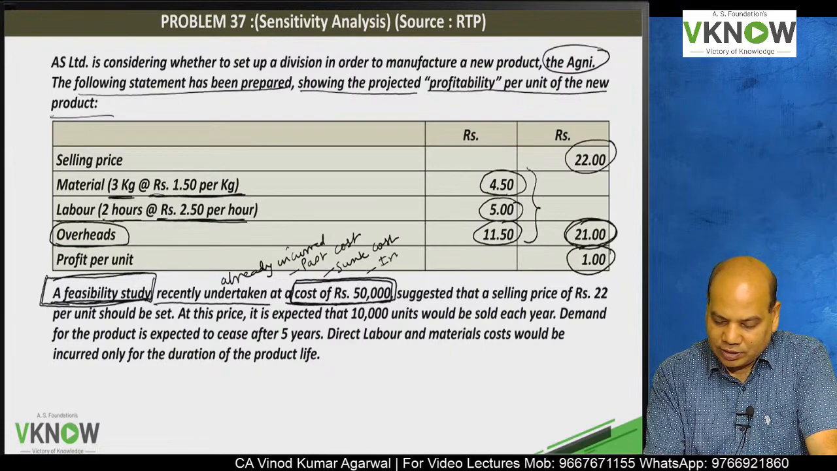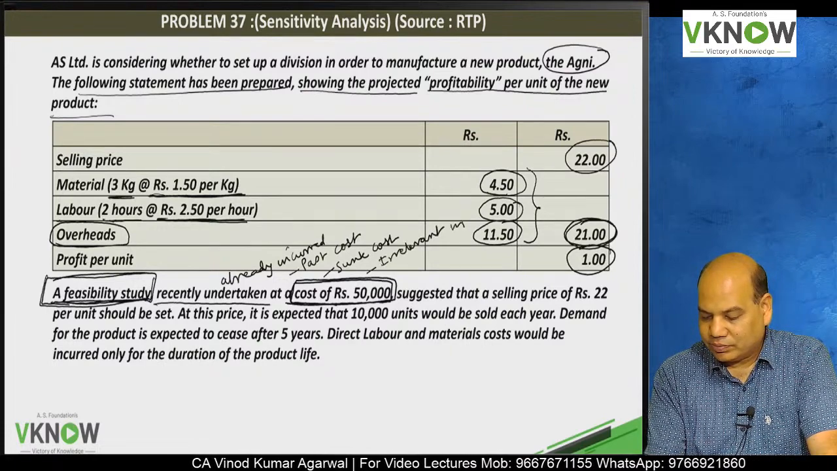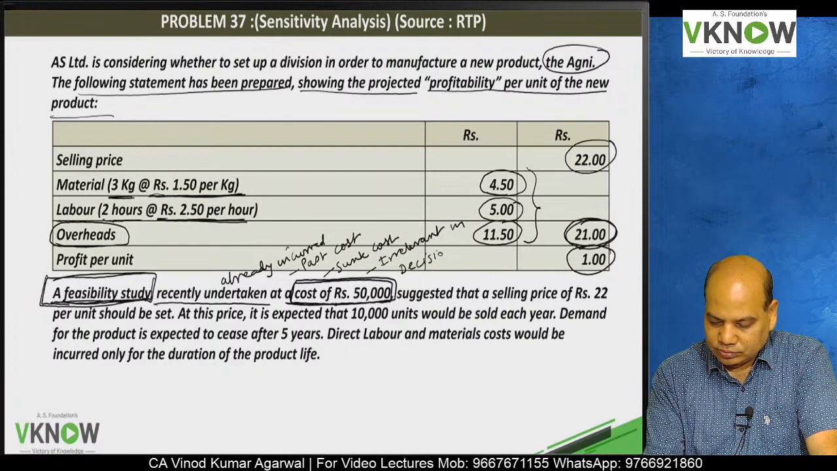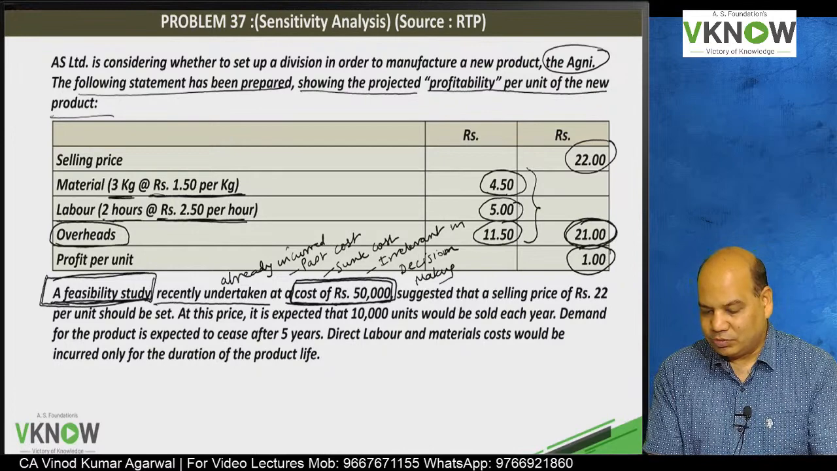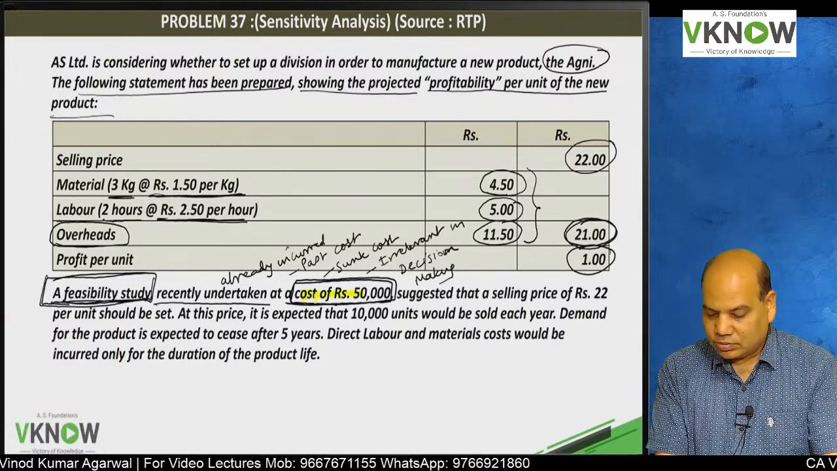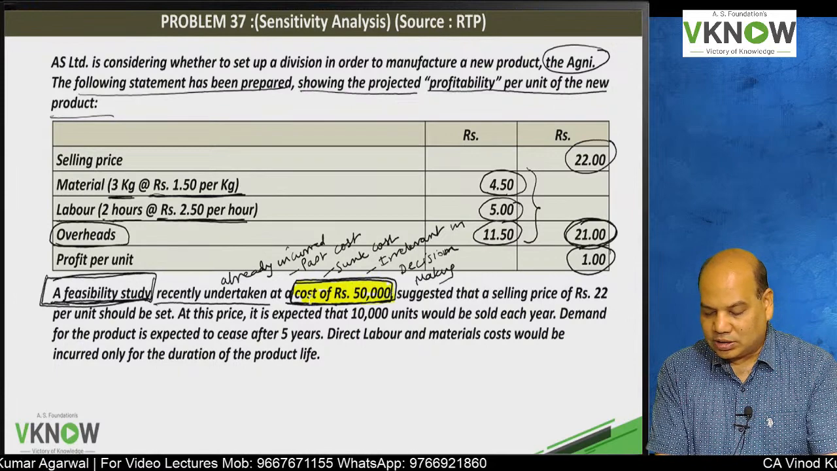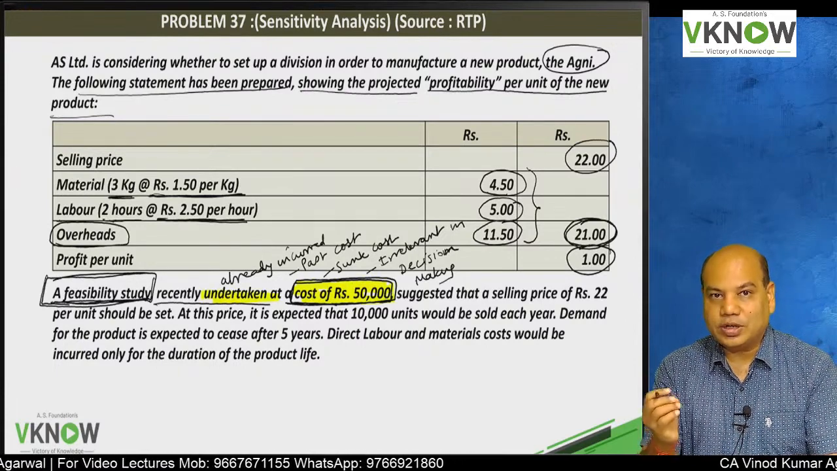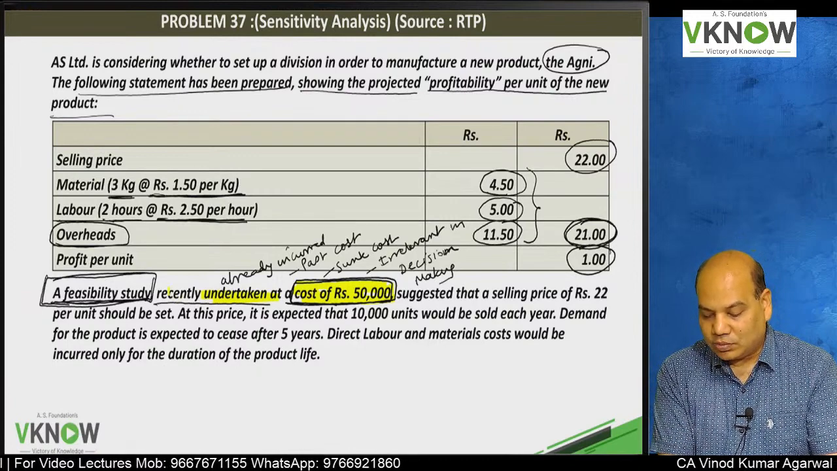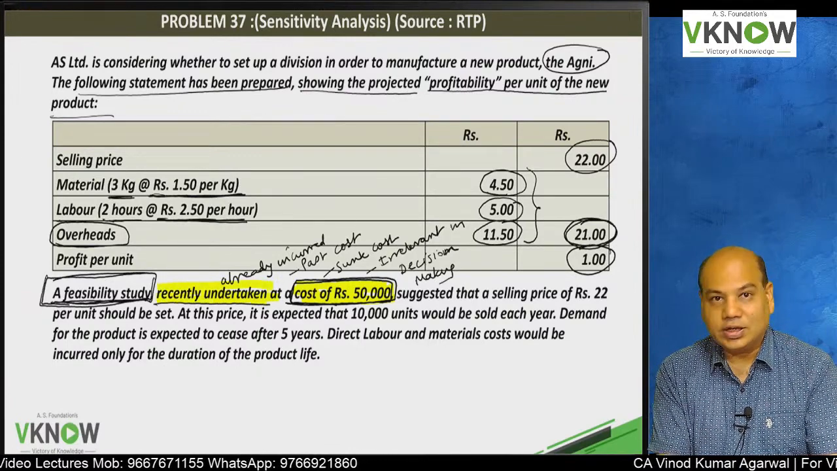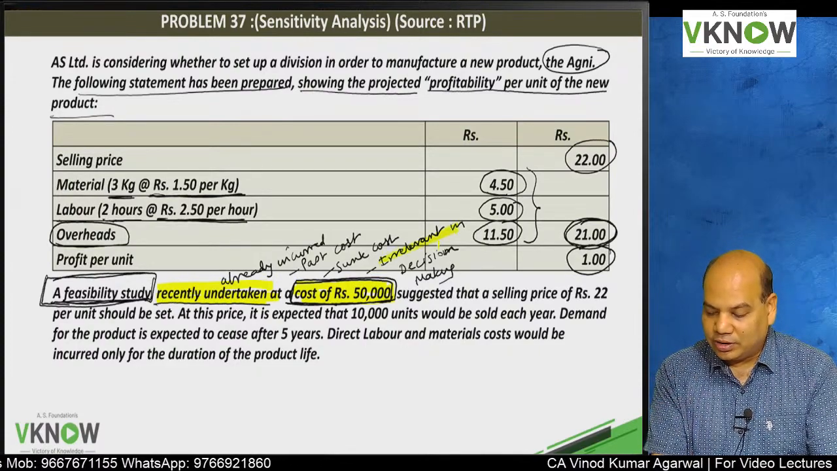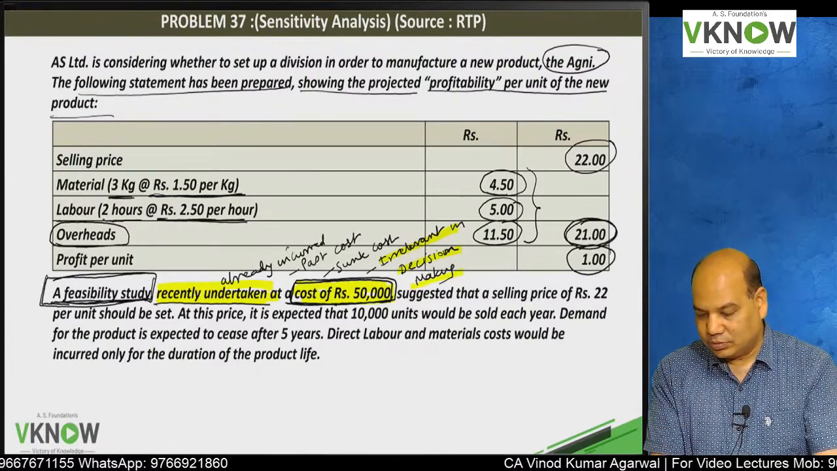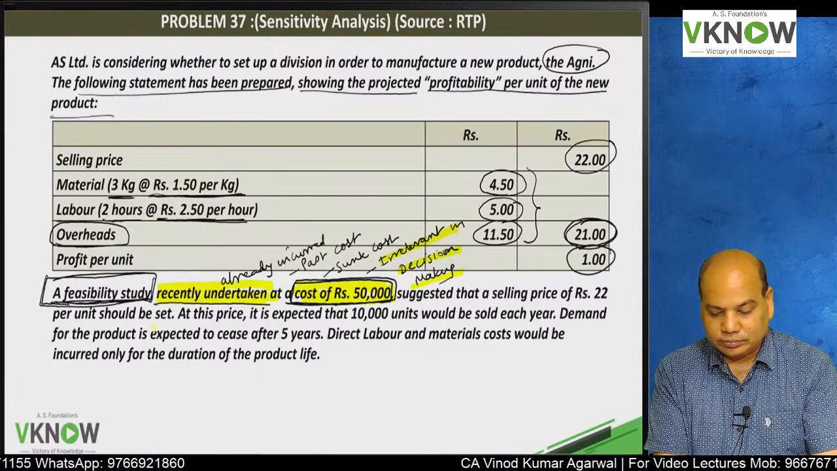Sunk cost means irrelevant in decision making. Sunk costs are irrelevant in decision making. So this 50,000 rupees will not be included in my answer. It is already incurred before taking the decision. If you have already incurred expense before taking the decision, it is called sunk cost and it is not relevant in decision making. So let us read the statement again.